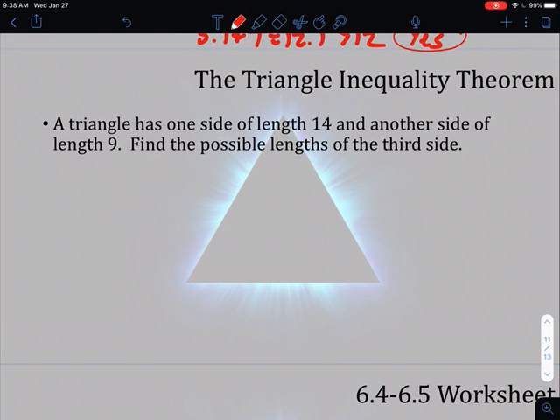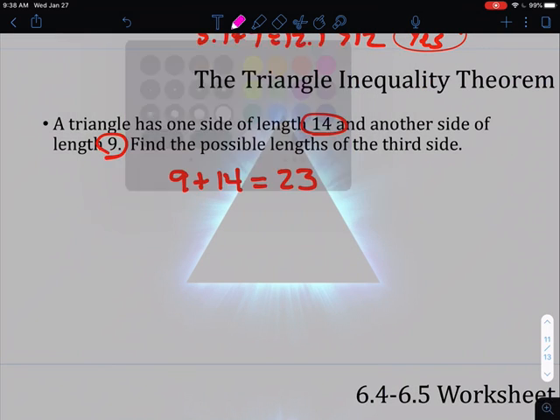Last thing here, if we're given a triangle with two side lengths, so a triangle has a side length of 14 and another side of 9, what are the possible lengths of the third side? So in this kind of situation, what we have to consider is two possibilities. Either 14 and 9 are the two smallest, and if I add those together, 9 plus 14 is equal to 23. Now what I know then is my third side has to be smaller than 23. So regardless of what's happening here, I have to be less than 23.